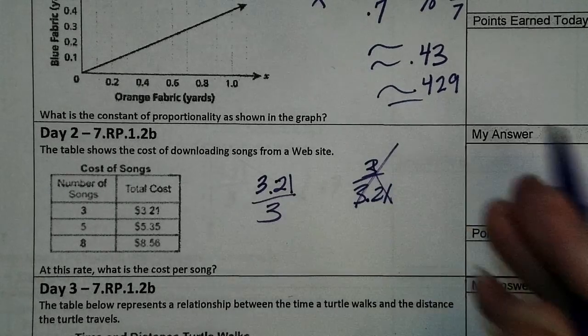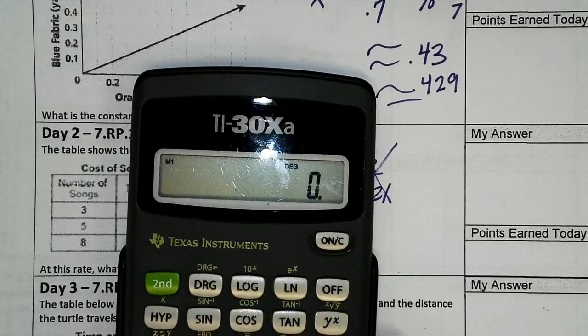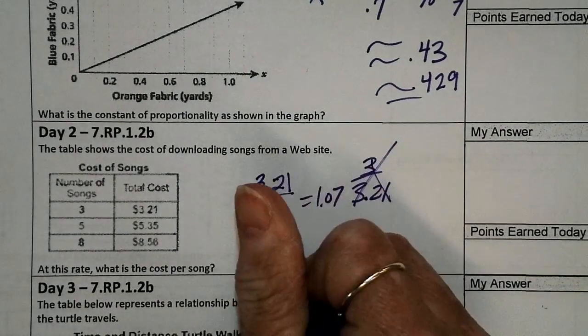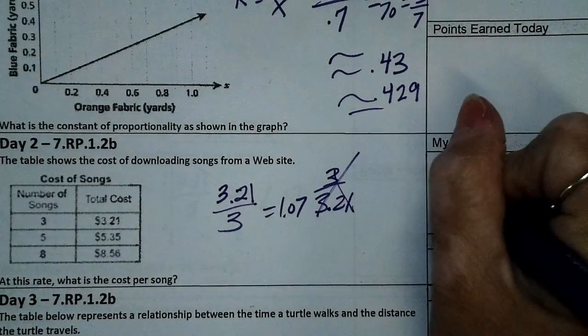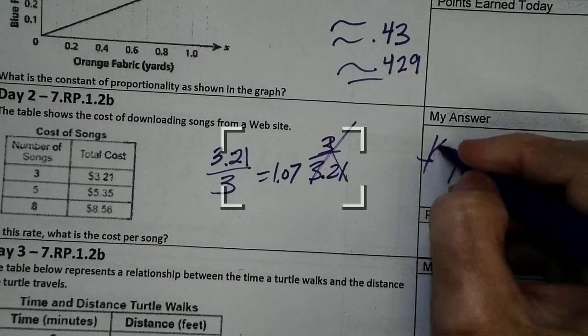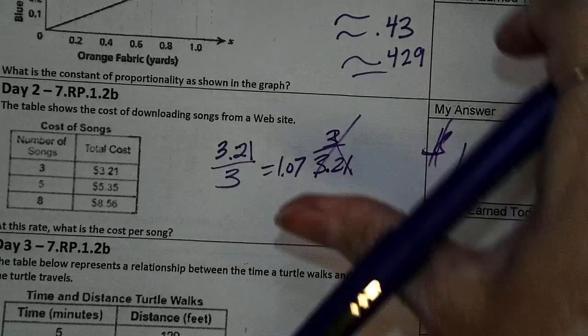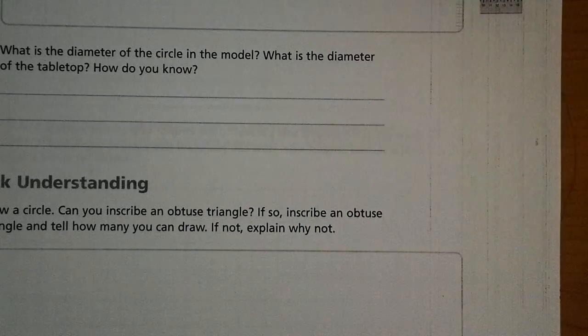And then what should we get? 1.07. Yep, so $1.07. So that's what you should have gotten, $1.07. Okay? All right, so that's good for those two.